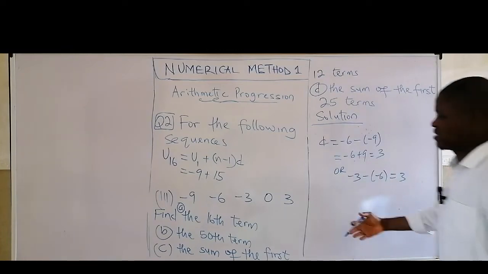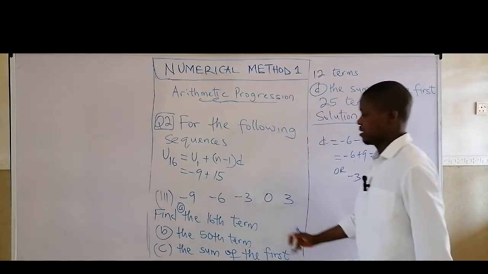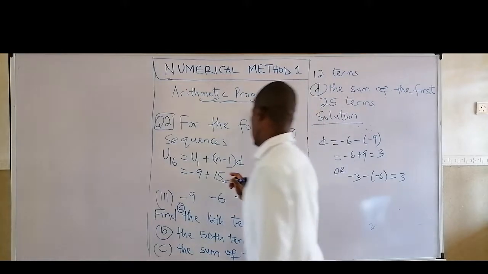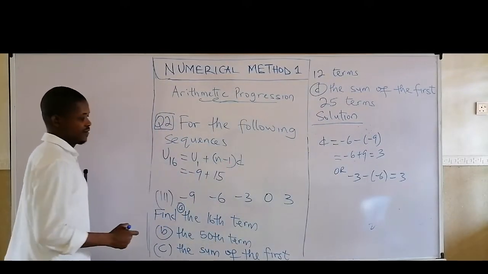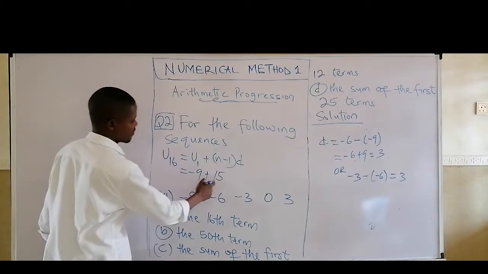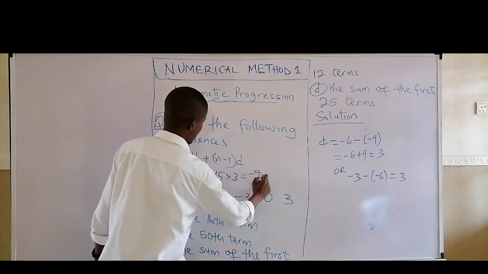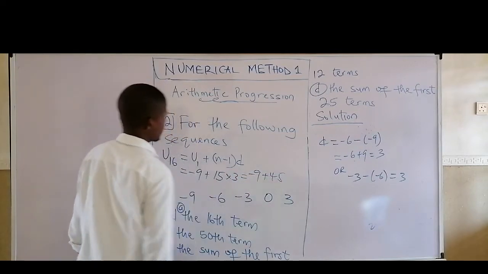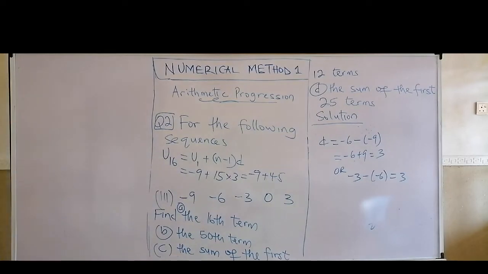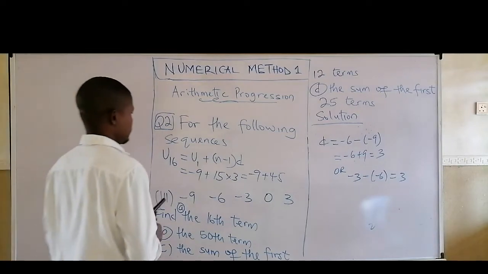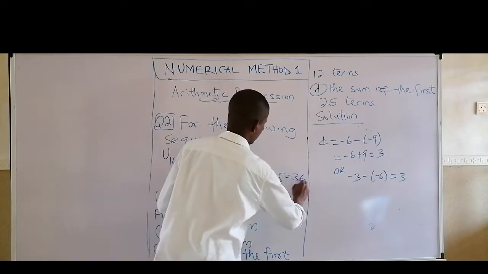So, that means the sequence is increasing by 3. Okay? So, that will be what? n minus 1, that's 16 minus 1, that's 15 times 3. And that will give me minus 9 plus 45. Okay? Then you can do the algebra for that. Minus 9 plus 45, that's 36. So the first one is done, 36.